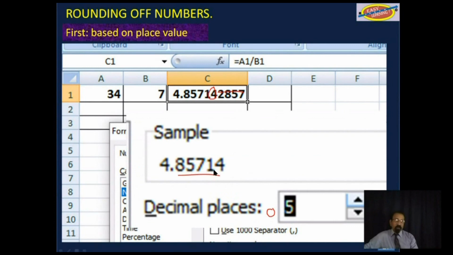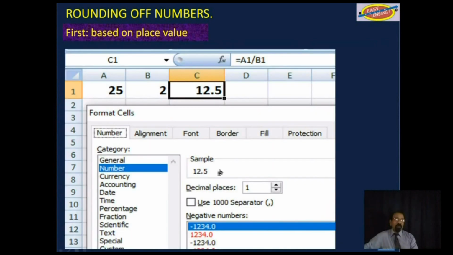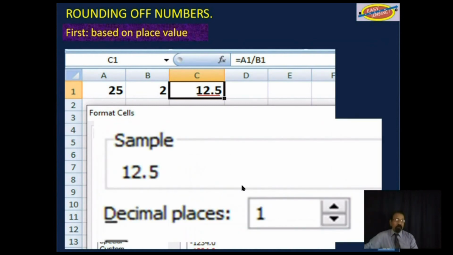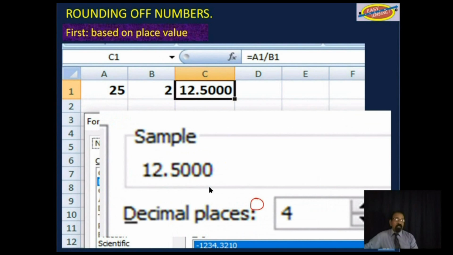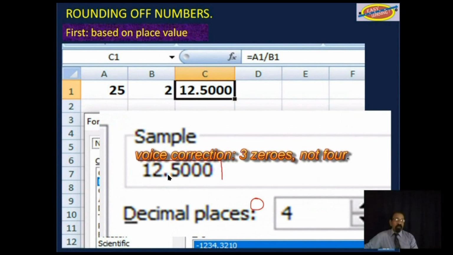Now this is from Microsoft Excel. If you divide 25 by 2, you get exactly 12.5. If you say 1 decimal place, yes, it will tell you 12.5. If you say 4 decimal places, it tells you 12.5000, so it is exact.